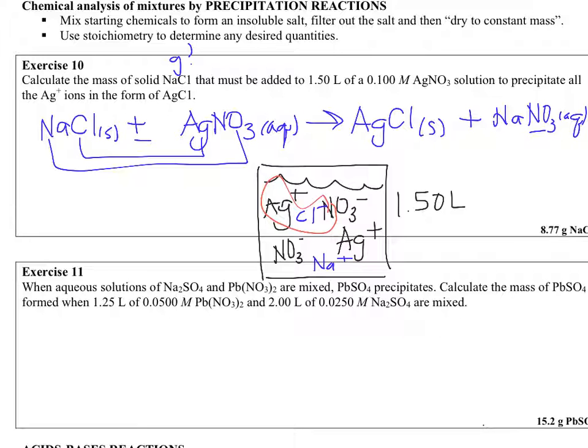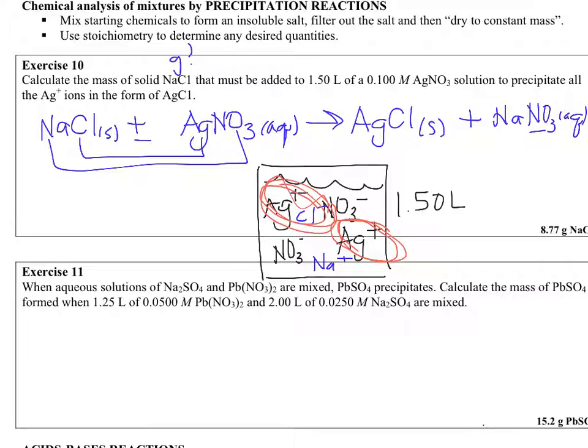Now back to the question at hand. What is the mass of that salt that I need to add to completely remove all of these silver ions? That's what it's saying. I want to get rid of all of these silver ions, so essentially how many chloride ions do I need to add to this solution in order to get rid of them? Well, in order to know how many chloride ions I need to add, I have to know how many silver ions are already sitting there in solution.